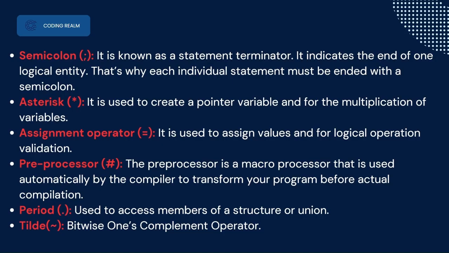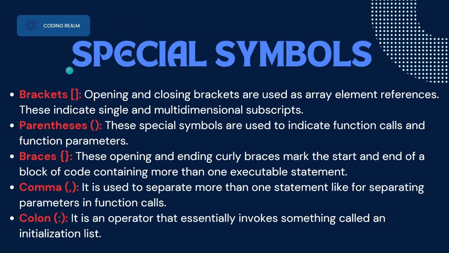The preprocessor, or the hashtag. The preprocessor is a program that is used automatically by the compiler to transform your program before actual compilation. The period is used to access members of a structure or union, and the tilde is the bitwise ones complement operator. These are all the special symbols used in a C programming code.